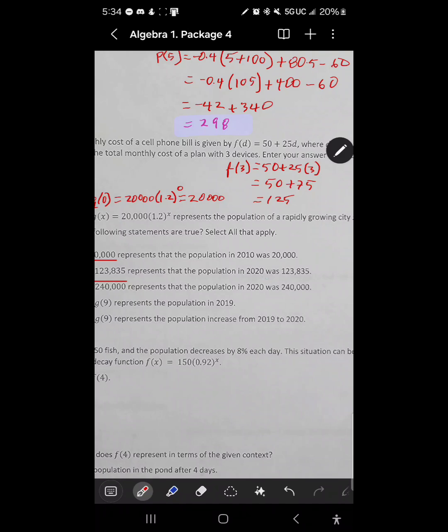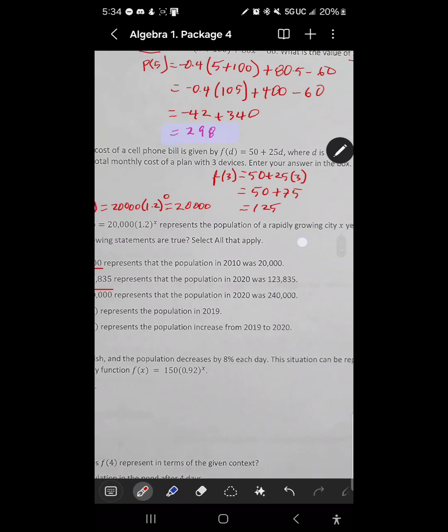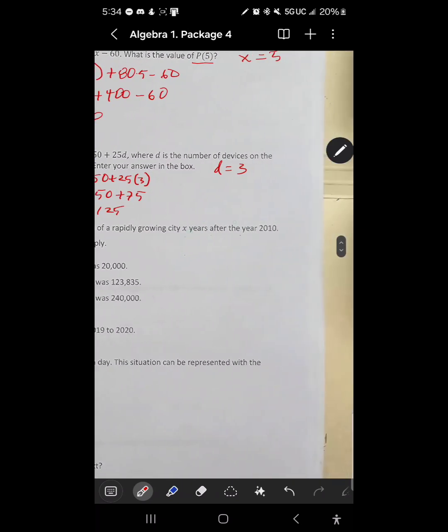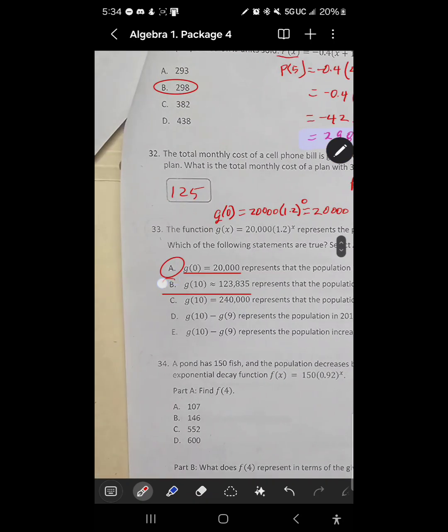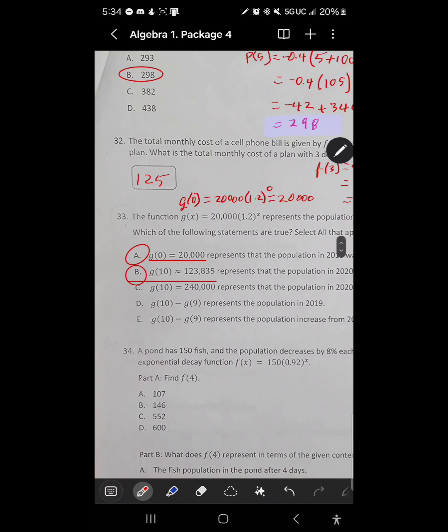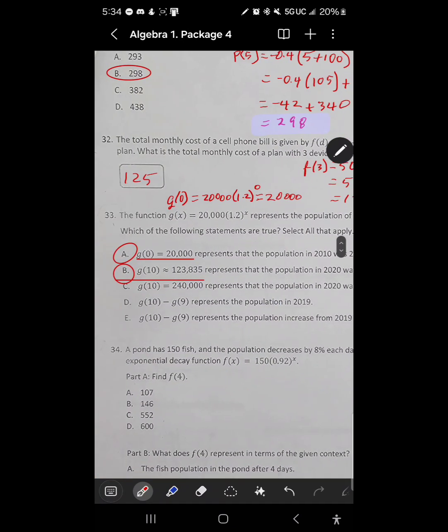Now let's see if the other part is true. It represents that the population in 2020 was that number. Again, that's true because we're taking x years after 2010. So if it is 10 years after 2010, there will be 2010 plus 10, which is 2020. So this is true as well. Now let's see. This is false. This is not true because we just calculated the population is not 240,000.